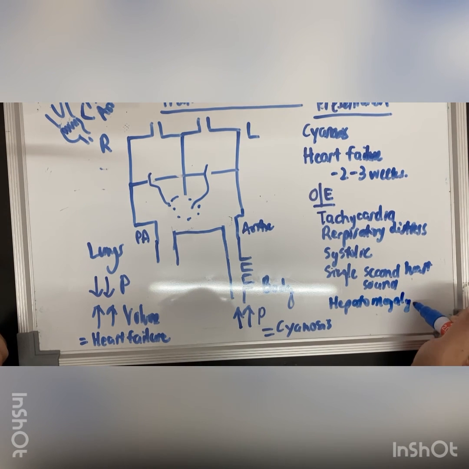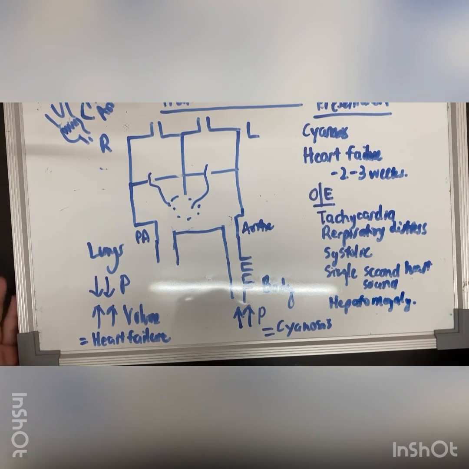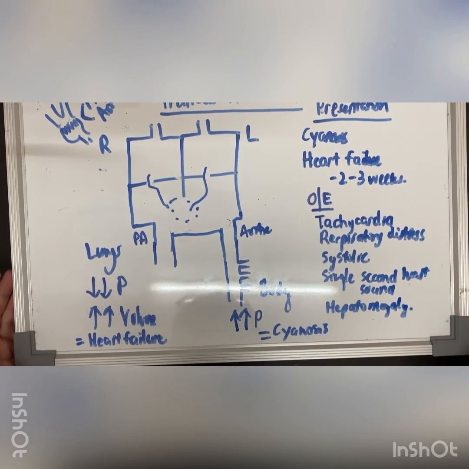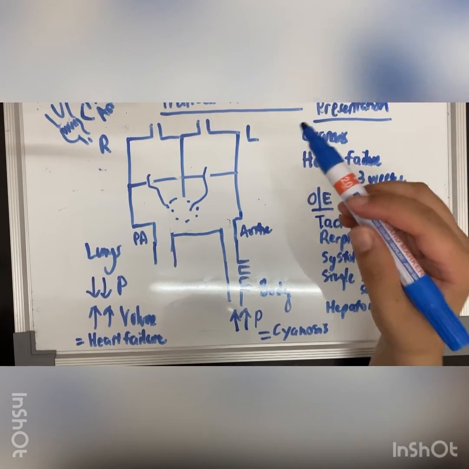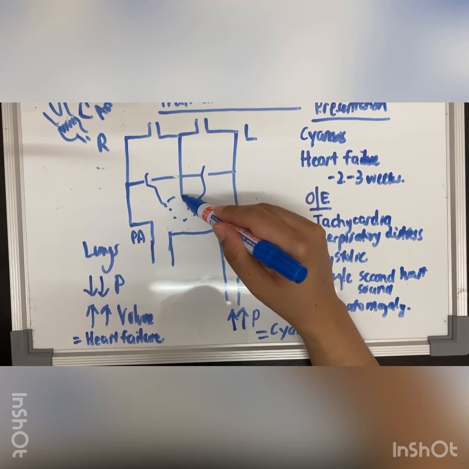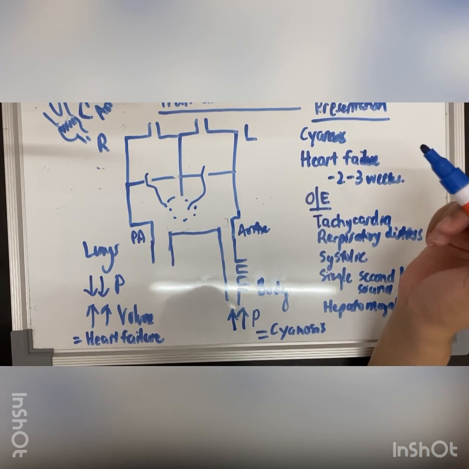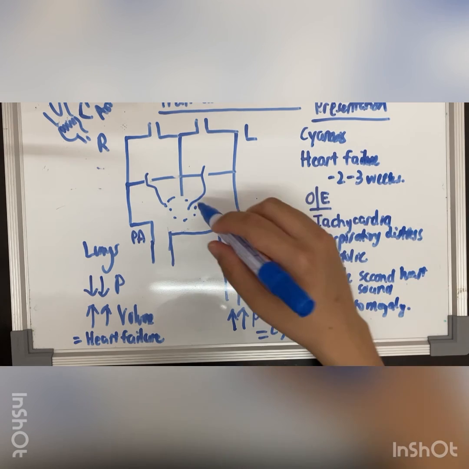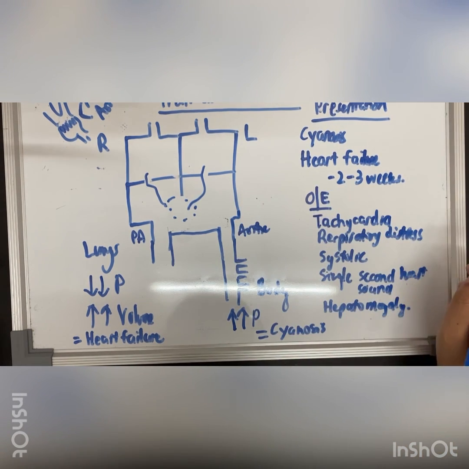So what is the main treatment of Truncus Arteriosus? The definitive treatment for Truncus Arteriosus is of course surgical repair, where the aim of the repair is to separate the pulmonary artery and aorta into two main trunks, so that there will be no mixture of the oxygenated and deoxygenated blood.